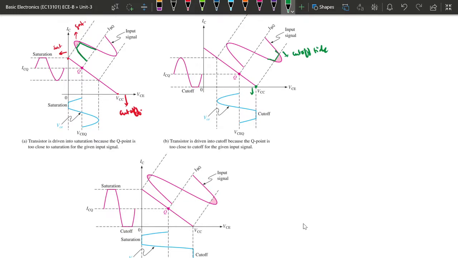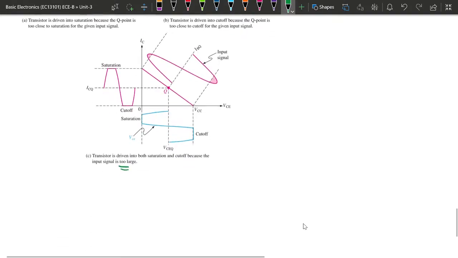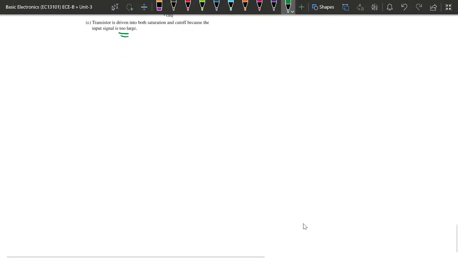Okay, so here also it is in the middle, but the input signal that we are applying is of high magnitude, or it is having a higher value. Okay, so that can also cause clipping on both sides. So we need to provide an input signal that is very small, or the change in input signal should be less. And also to avoid this clipping, we should select the middle of the Q point. Okay, so there are some points that we can note.